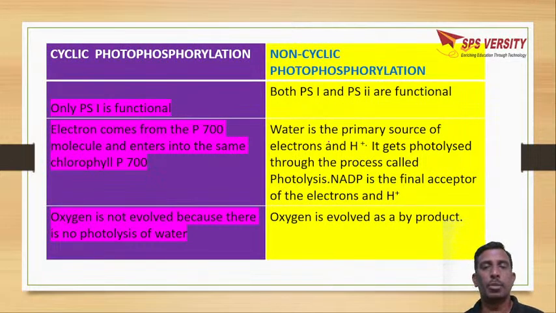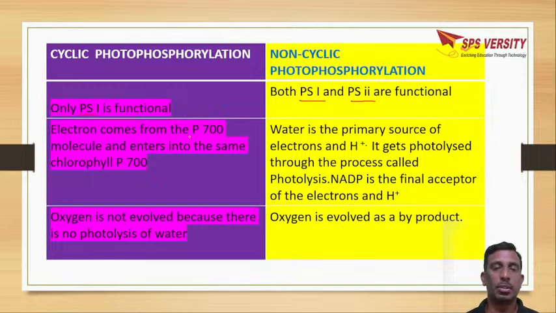So इधर देखेंगे साइक्लिक और नॉन साइक्लिक का डिफरेंसेस क्या है. साइक्लिक में सिर्फ PS1 पार्टिसिपेट करता है. नॉन साइक्लिक में PS1 और PS2 बोथ विल पार्टिसिपेट. In साइक्लिक में इलेक्ट्रॉन्स स्टार्ट from P700 अगेन रीच टू P700.